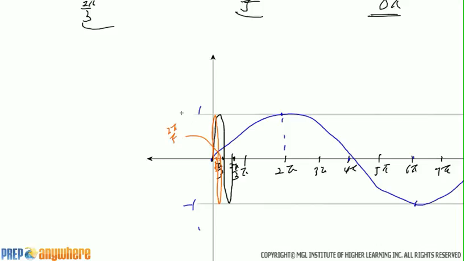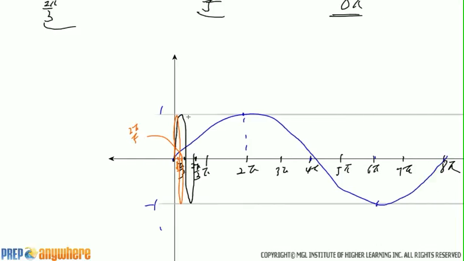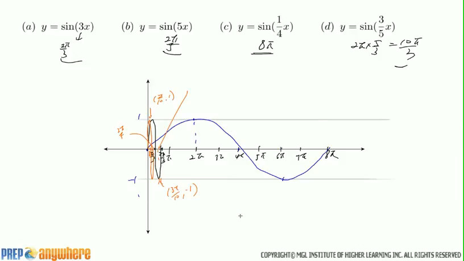Okay. We just have to label the points properly. The maximum point is going to be pi over 10 and 1. Right? And this point right here will be 3 pi over 10 and negative 1. Okay, so we just drew A, B, and C, right?